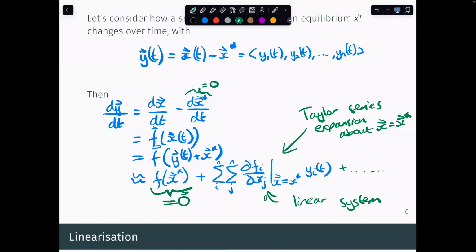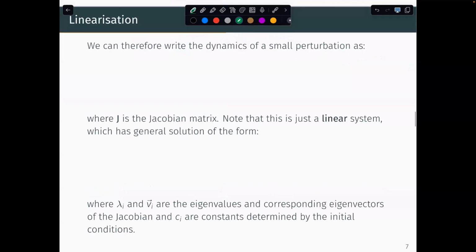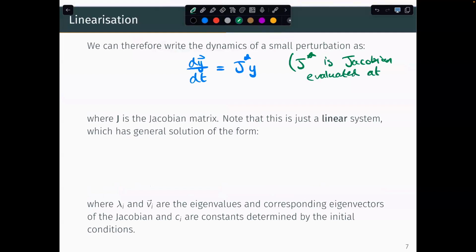Okay. So we've got a linear system now for our perturbation dynamics. Remember, this is just the perturbation, it's not the full system. But we can now write dy/dt is equal to J star y, where J star is the Jacobian matrix evaluated at x equals x star, otherwise, evaluated at our equilibrium.